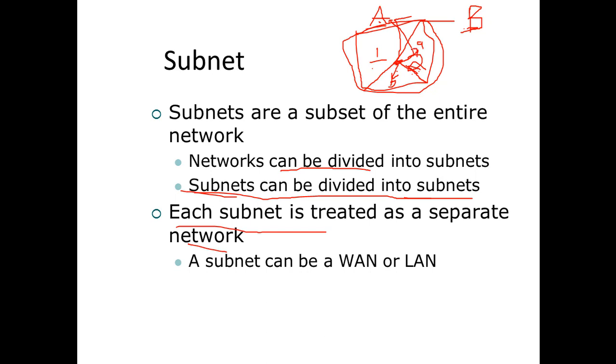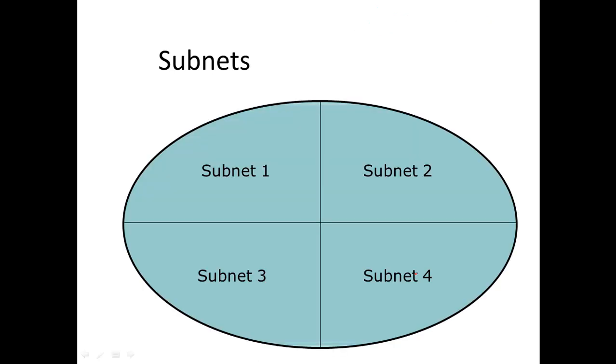So let's see how this actually works, and this subnet can be implemented on a WAN or a LAN. So this is basically achievable on the LAN and WAN. Here is, you can say, a Venn diagram of the subnet. You can see that this is a whole network, and this whole network is divided into 4 subnets.